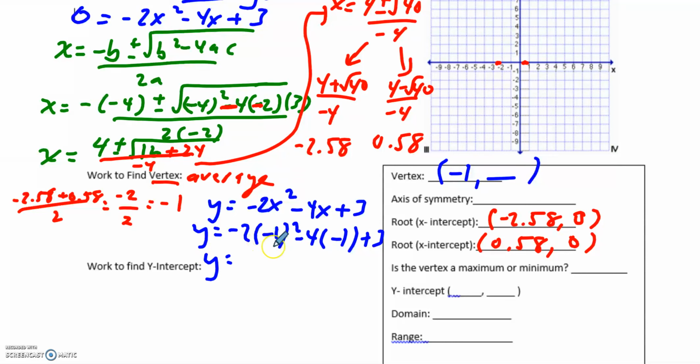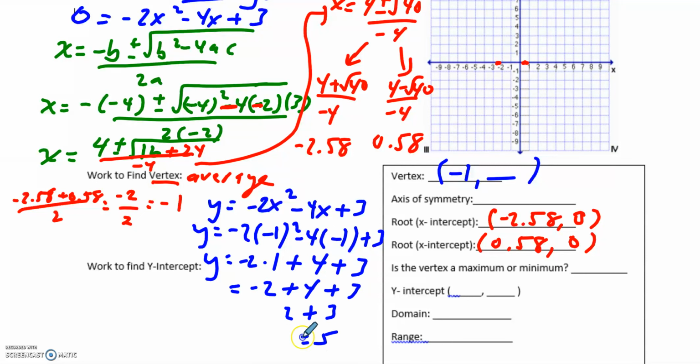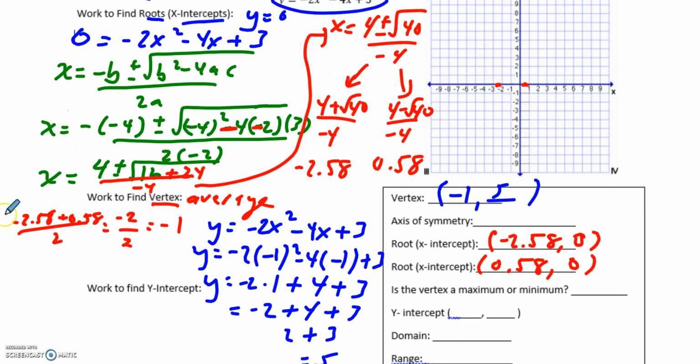y equals, so negative 1 squared first is 1 times negative 2. Here I have two negatives, so it's plus 4 plus 3. So we'd have negative 2 plus 4 plus 3, which is 2 plus 3, or 5. So my vertex is at negative 1, 5, which if I graph it, would be right here.